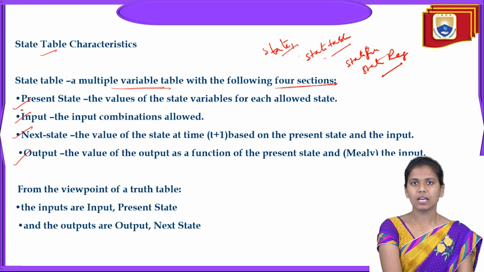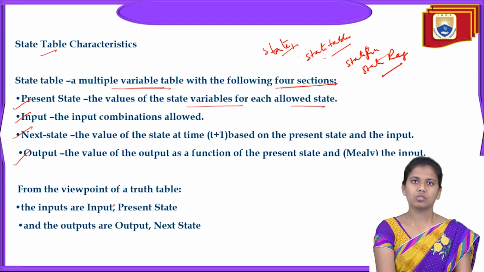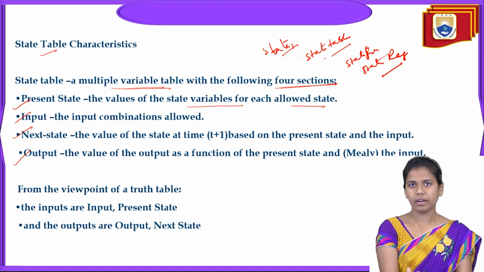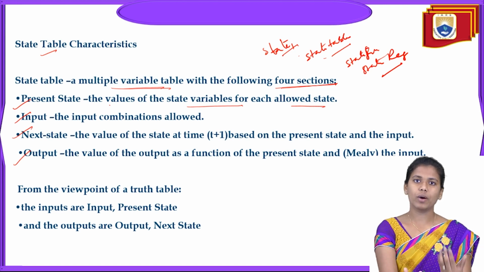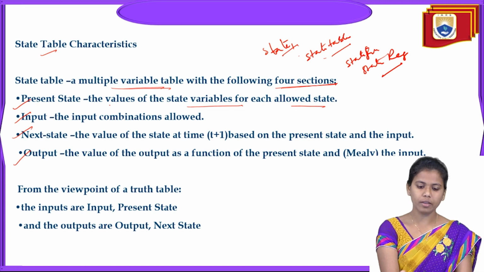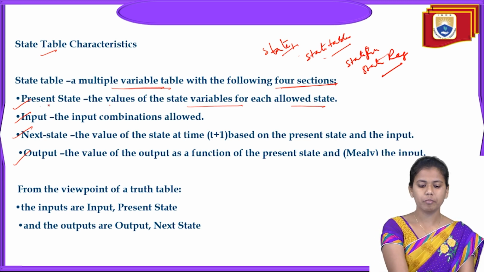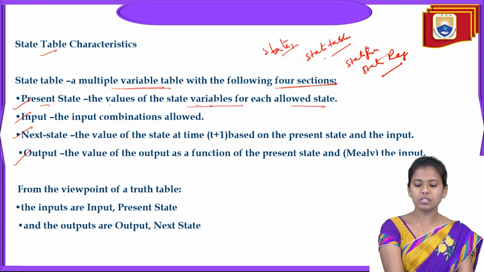Present state is nothing but the values of the state variables for each allowed state. If you are in a current state, that current state will hold some data, some address bits or information. The value whatever the current state is holding is nothing but the present state.